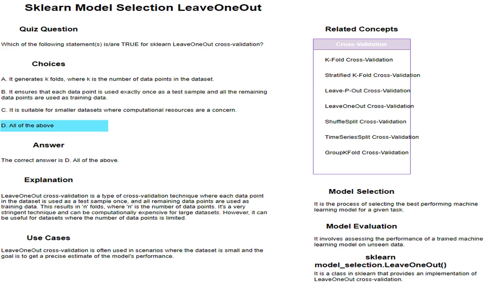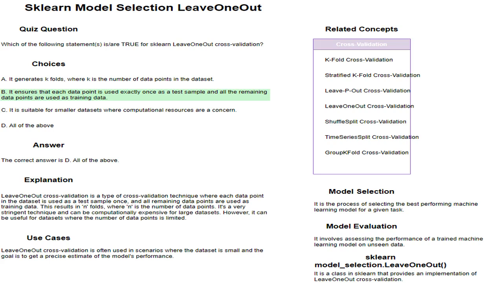This statement is true. Leave one out cross-validation creates a fold for each data point in the dataset, resulting in k folds where k is the number of data points. A. It generates k folds, where k is the number of data points in the dataset. This statement is true. Leave one out cross-validation ensures that each data point is used exactly once as a test sample, and the remaining data points are used as training data.